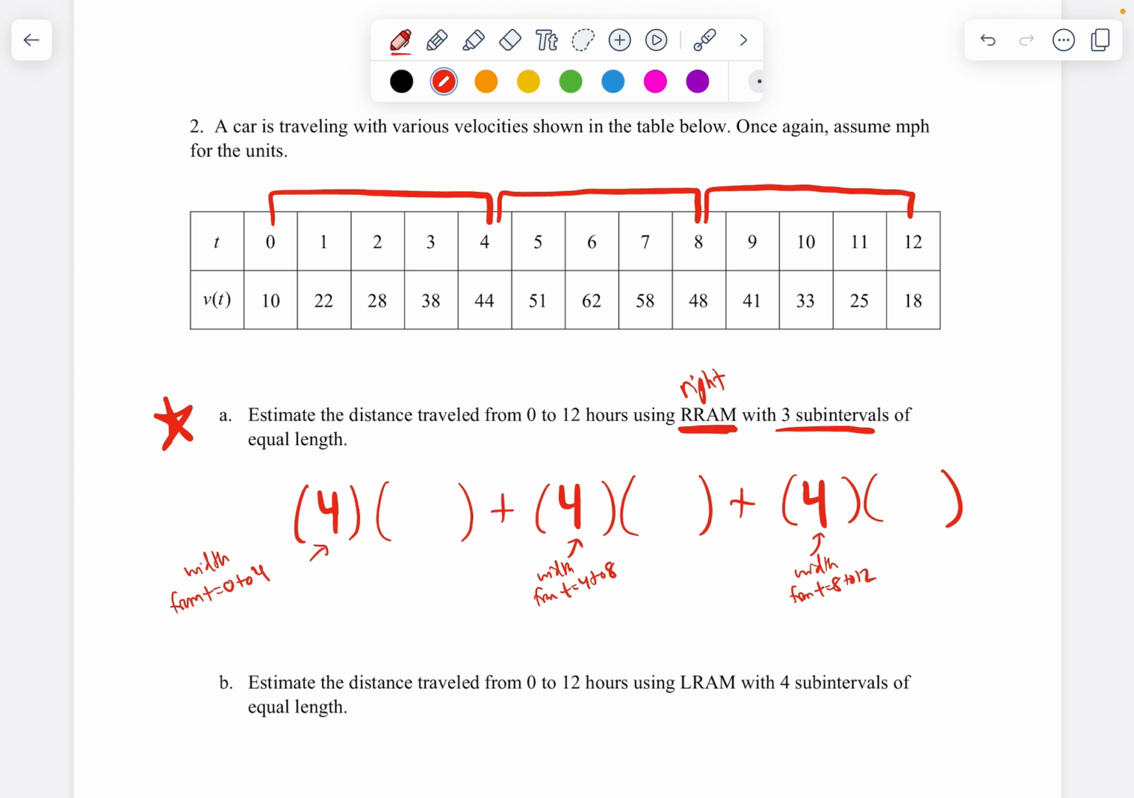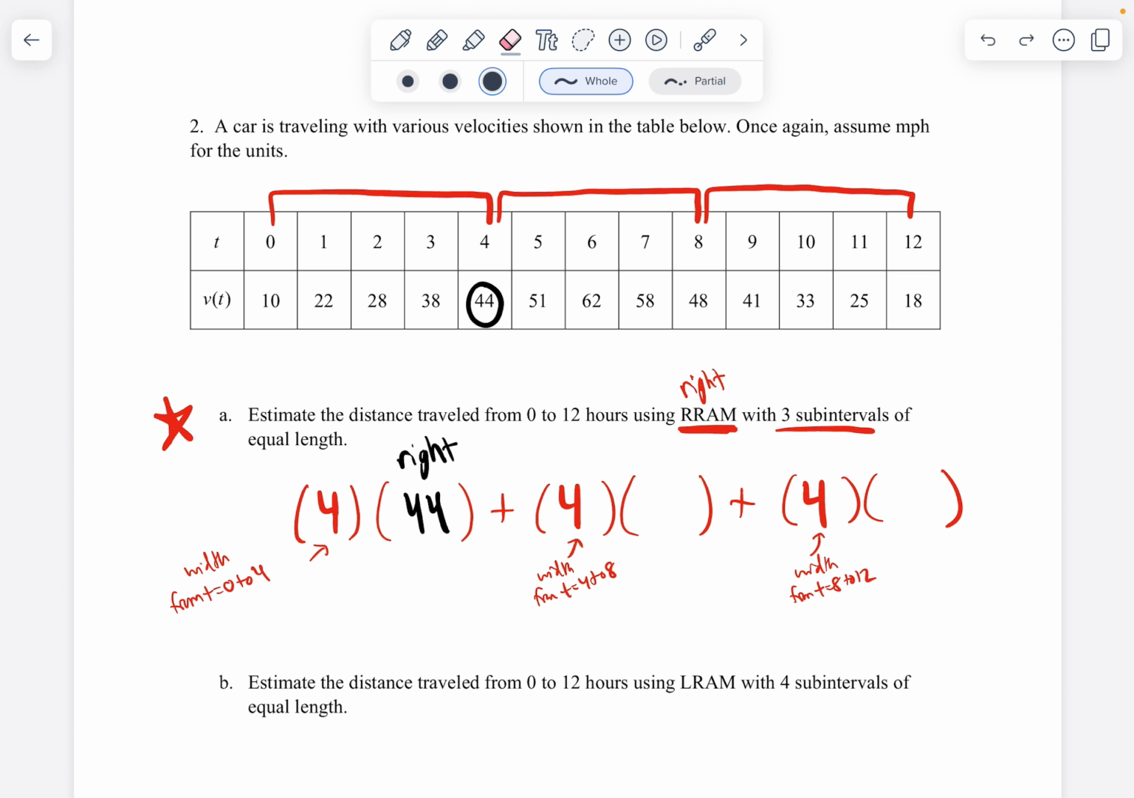The height is going to be the issue now. What's the height of this? Look at this, I just got points. Well, if I'm using RRAM, I'm using the rightmost height. So I need to go all the way to the right of each one, and I'm using 44 as the height of this rectangle.